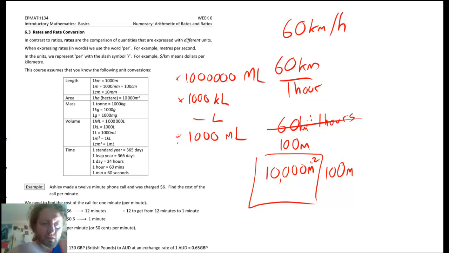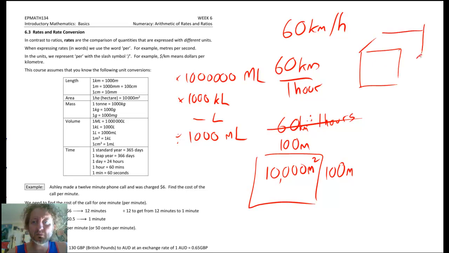1 metre cubed is a kilolitre. I'd want to know that. Think of a 1 metre by 1 metre by 1 metre box, a very small water tank. A metre being, well, I won't try and do that on here, but that contains 1 kilolitre.